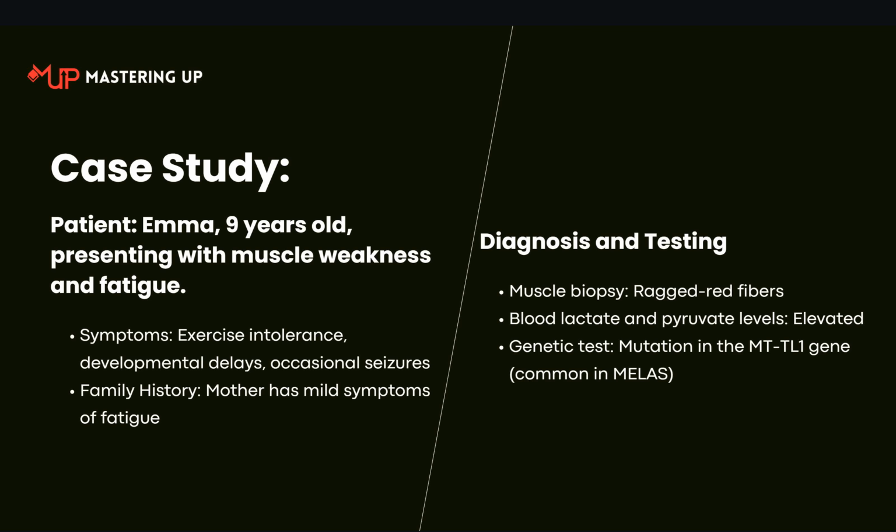Now let's see a case study. Let's examine the case of a 9-year-old presenting with muscle weakness, fatigue, and developmental delays. Her mother has reported similar, though milder symptoms. This familial pattern raises suspicion of a maternally inherited mitochondrial condition.